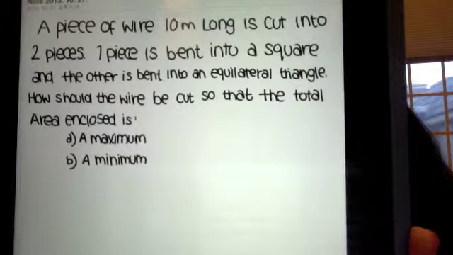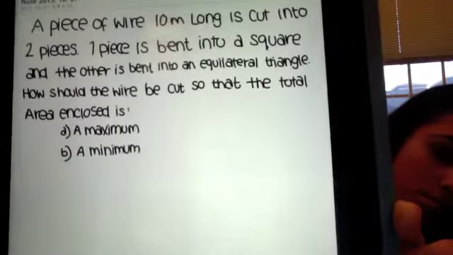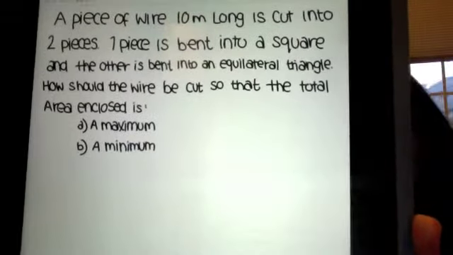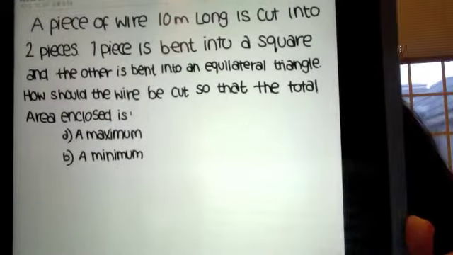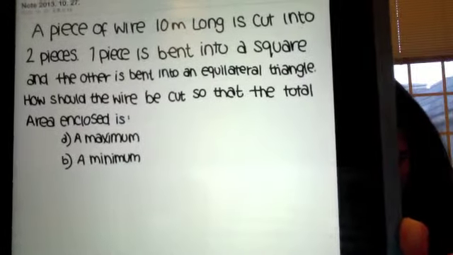A piece of wire 10 meters long is cut into two pieces. One piece is bent into a square and the other is bent into an equilateral triangle. How should the wire be cut so that the total area enclosed is A, a maximum, B, a minimum?